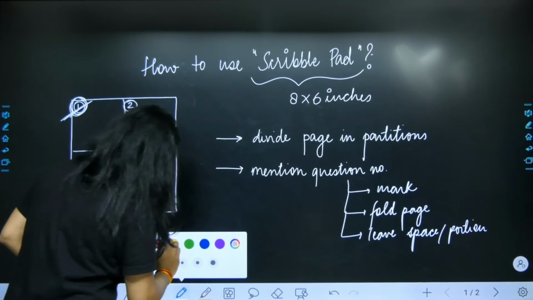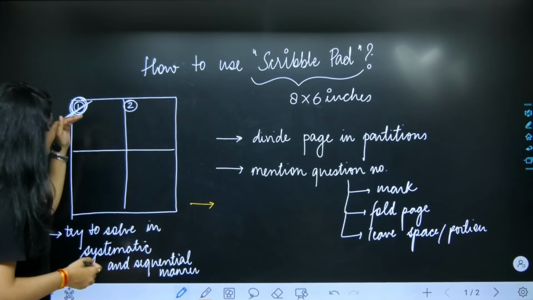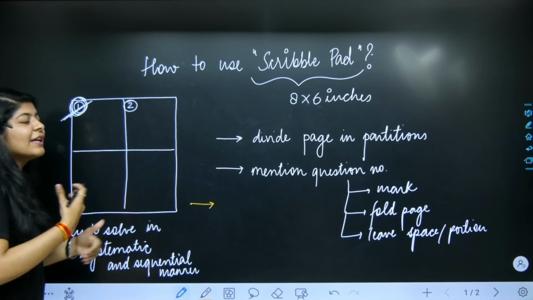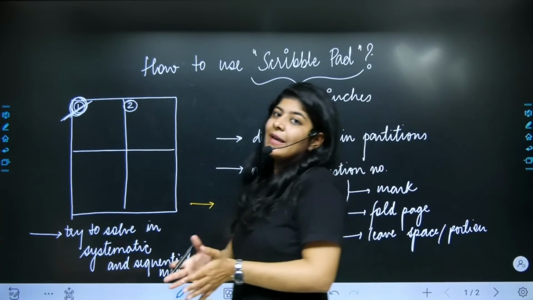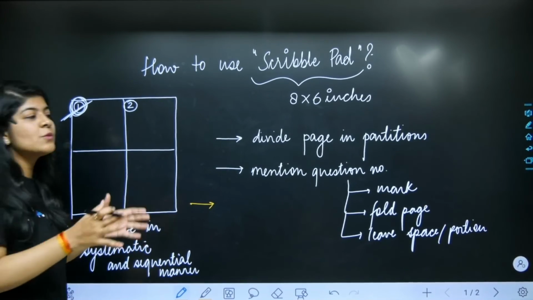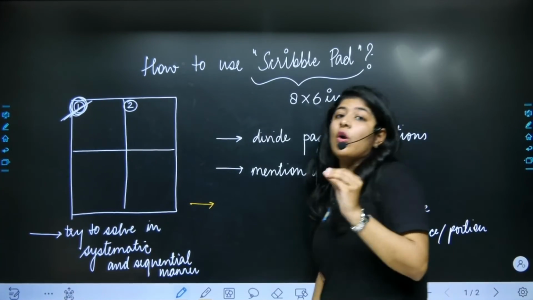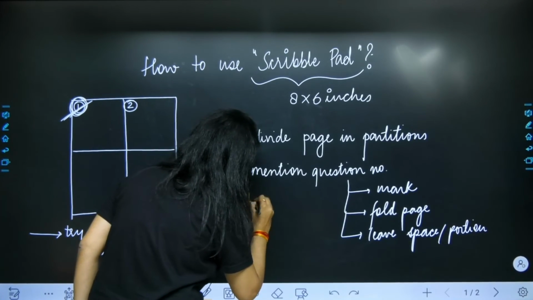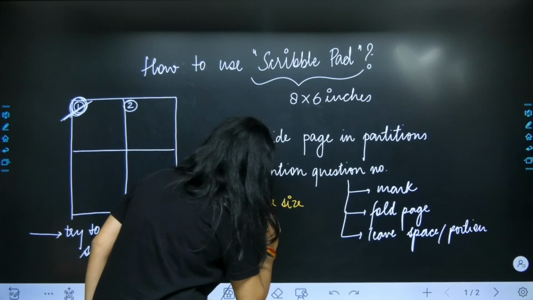And one more important point: you should only write data and formulas in that scribble pad. Do not do calculations in the scribble pad. For calculations, you can use your virtual calculator. These are some important points which we should keep in mind while attempting our GATE examination and using the scribble pad, because the space given in the scribble pad is limited. So we should also use a suitable size of font, which is easily understandable for us.